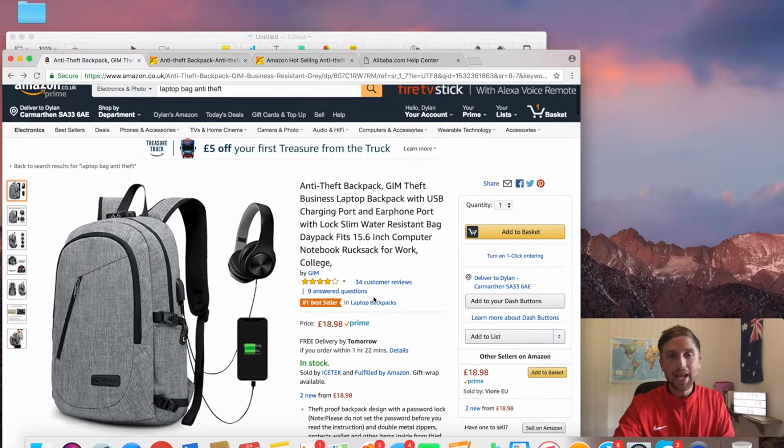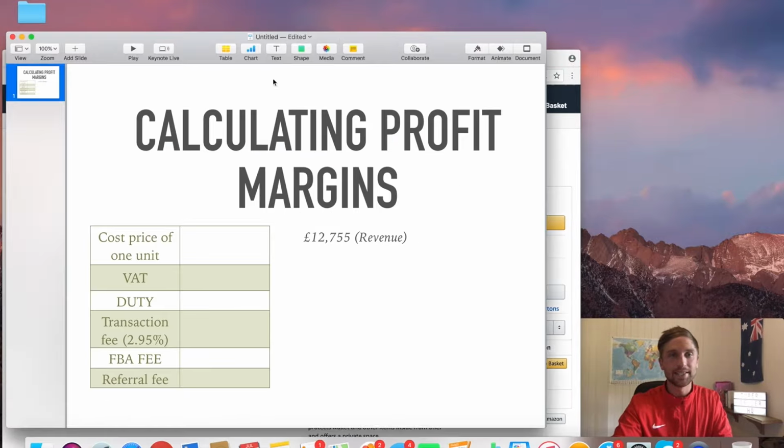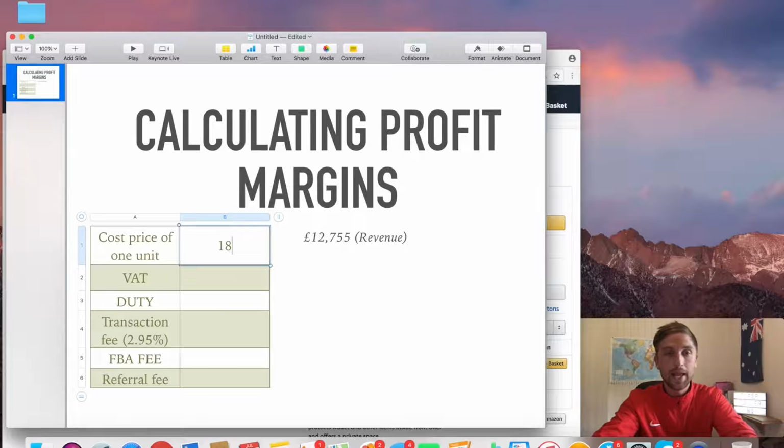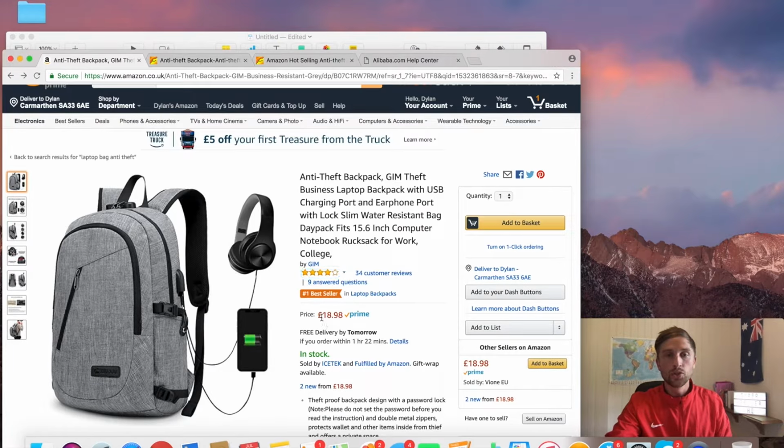£18.98 is the selling price. So let's write that down here. Sorry, not there. We're going to look at the cost price first. So, right, ignore that. £18.98 is the selling price. So let's have a look at how to calculate profitability on this product. So let's go and look at sourcing it.